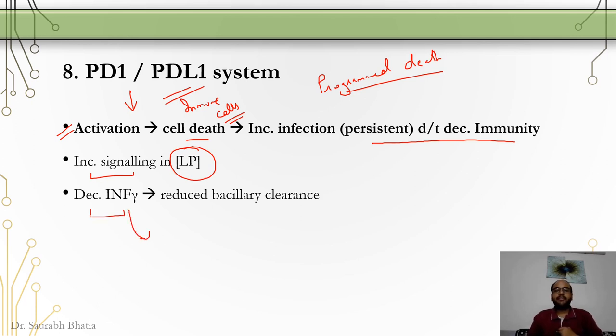Now, interferon gamma is a very important cytokine. It's a TH1 cytokine, mainly secreted by macrophages and other activated T cells. And it's responsible for bacillary clearance that we normally see in tuberculoid pole. Under the action of PD1 and PDL1 system, those cells are destroyed. There will be decreased interferon gamma, leading to decreased bacillary clearance. Okay, so let's move forward.